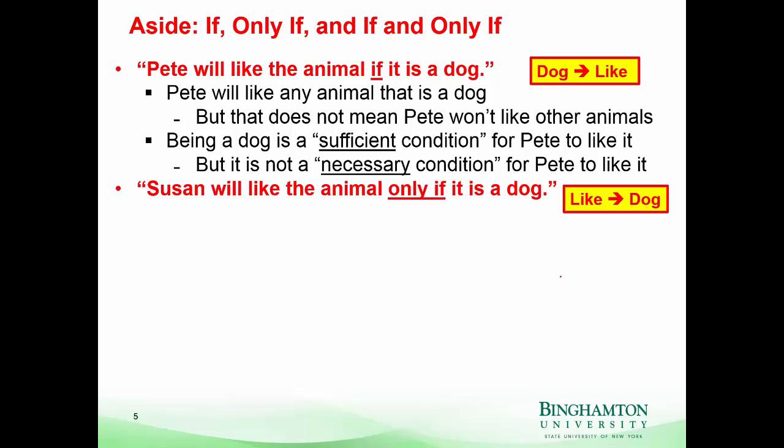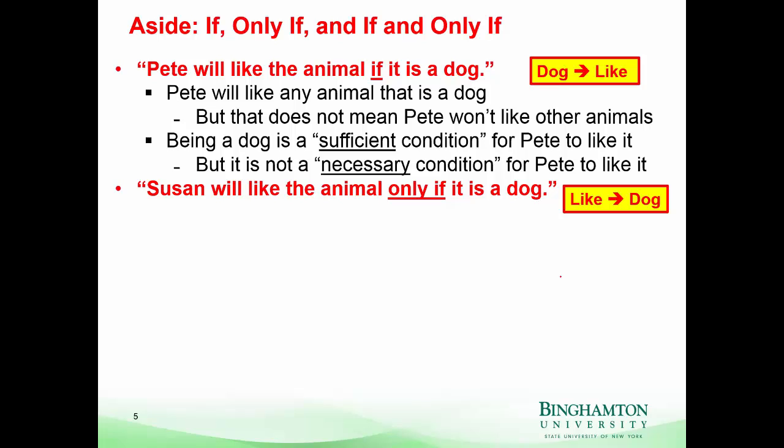Now let's talk about Susan. Susan will like the animal only if it is a dog. So as soon as you know Susan likes this animal, you know that the animal is a dog. See, we didn't know that for Pete. Pete likes the animal. Could be a dog, could be a cat, could be a rabbit. I don't know. Just because you know that Pete likes it, you don't know what kind of animal it is.